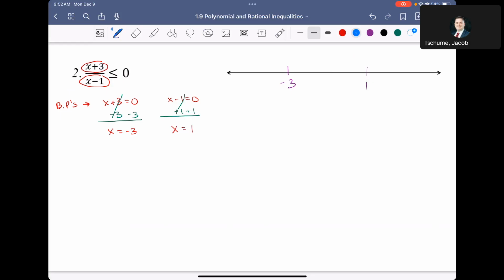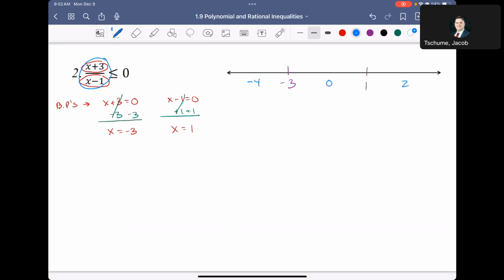I now need to pick test values. So I'm going to pick a number that is less than negative 3. Let's make it easy. I'm going to pick negative 4. I'm going to pick a number between negative 3 and 1. Like I said, I like the number 0 whenever I can use it. And then I'm also going to pick a number that's bigger than 1. Let's call that 2. And you are going to plug those 3 test values into the entire original expression. So you have to do the full fraction when you do this. But by all means, do it in your calculator, and that is perfectly fine with me.